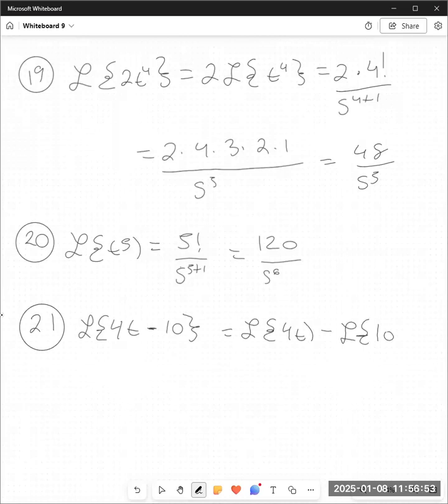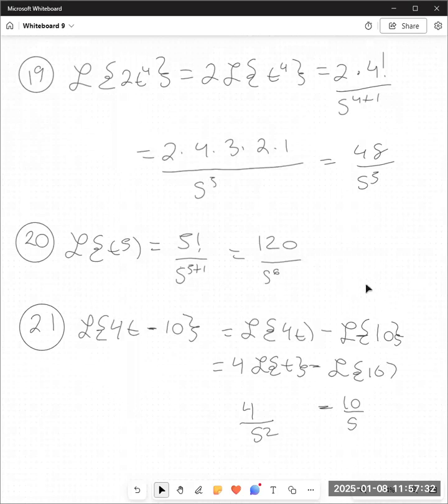Inheriting properties from integrals, we can split a sum or difference. Then I'm going to pull the constant multiplier out. And we already talked about this one here, and we talked about this one here being something that was just 1 over s squared. So we end up with 4 over s squared minus 10 over s.